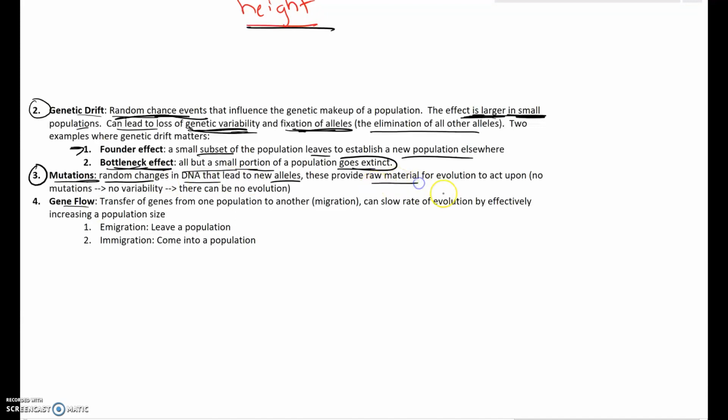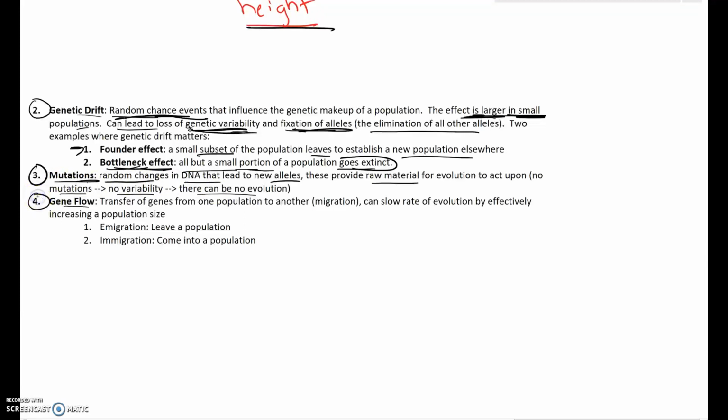So these are the raw material for evolution to act on. If there are no variations, there'd be no variability, and if there's no variability, there can be no evolution. So these mutations, they don't happen all that often, but when they do, that's where all the variability that exists comes from.